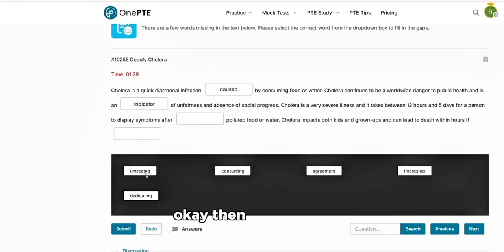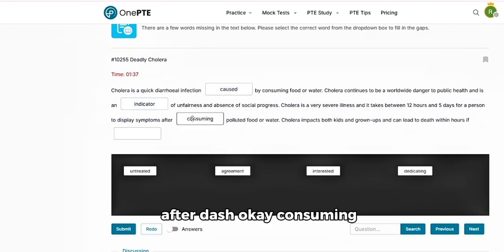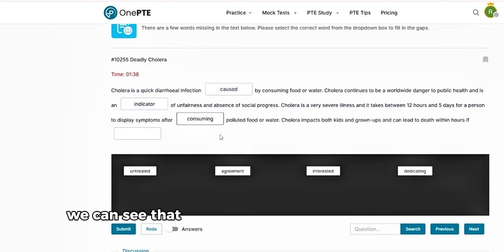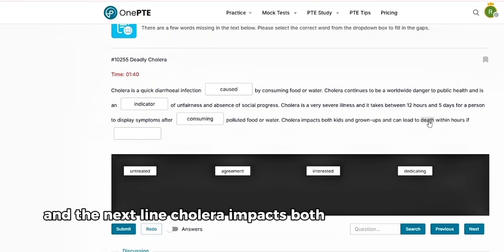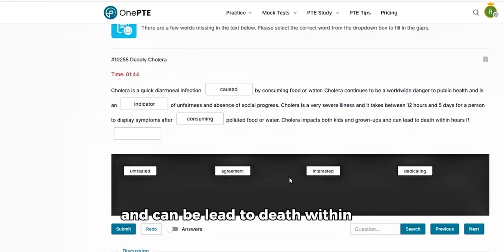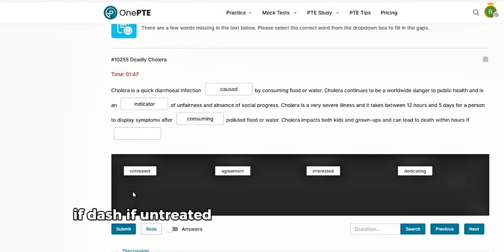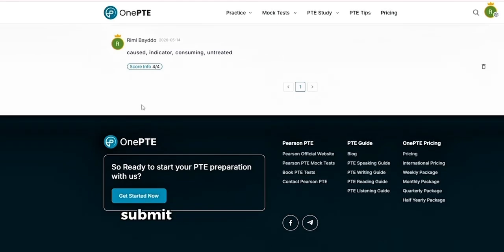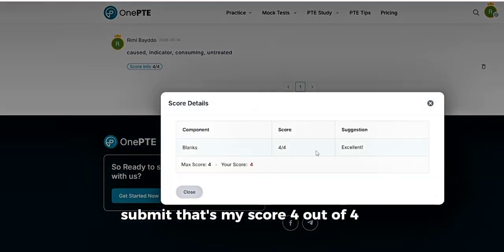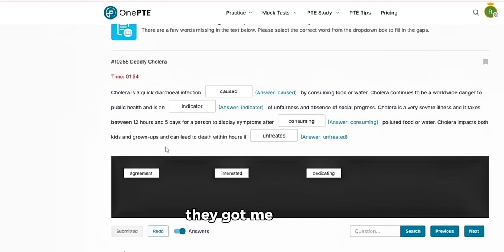Okay, then the third line, cholera is a very severe illness and it takes between 12 hours and 5 days for a person to display symptoms after dash. Consuming. It's for sure because in the first line we can see food or water, and here food or water is also having consuming. And the next line, cholera impacts both kids and grown-ups and can lead to death within hours if dash. If untreated, because it cannot be if agreement, if invested, if dedicating. No, it's untreated. So I think I'm done. Okay, submit. That's my score. 4 out of 4.